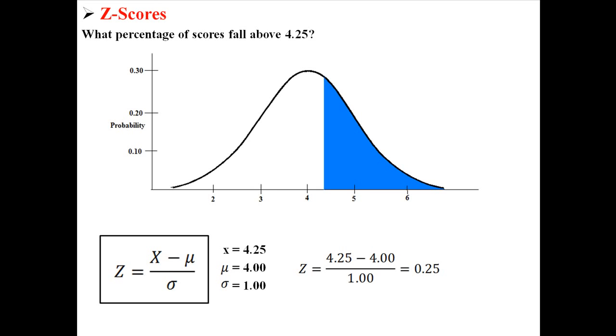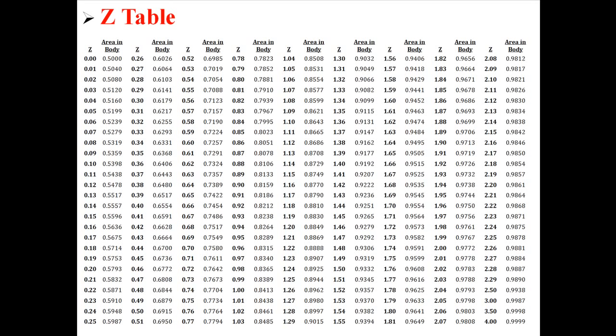Well, with that z-score, we can actually find out what the area of that blue shaded area is. Now, instead of using complicated calculus formulas to calculate the area, we actually have something called a z-table, which will show us all of the proportions, all of the areas associated with different z-scores. And it looks something like this. It looks very complicated, so let me walk you through what this table is doing.